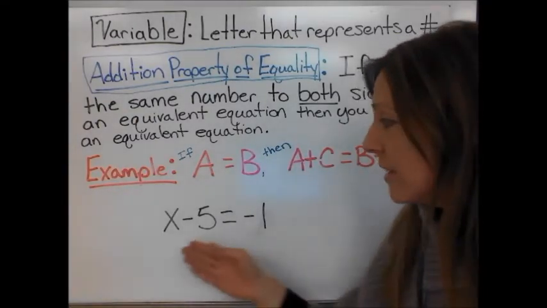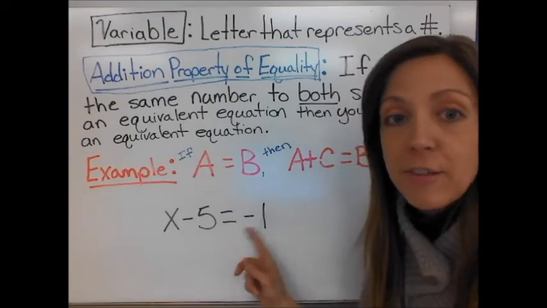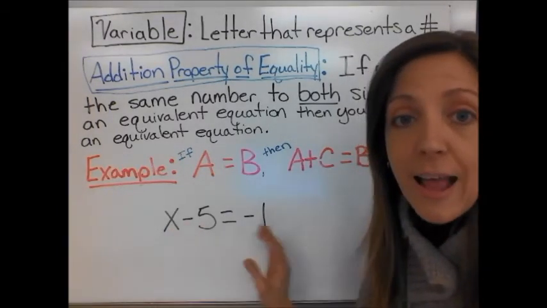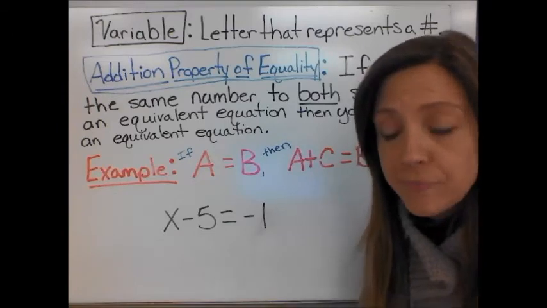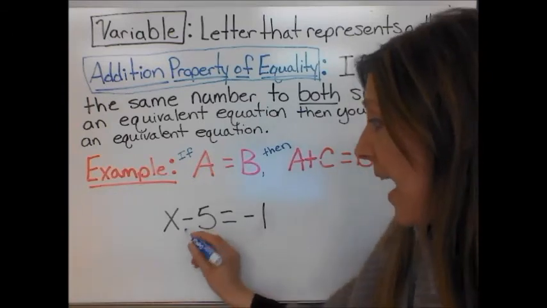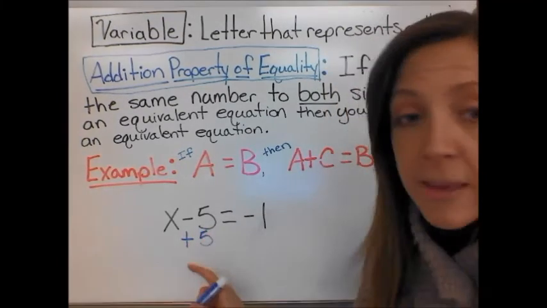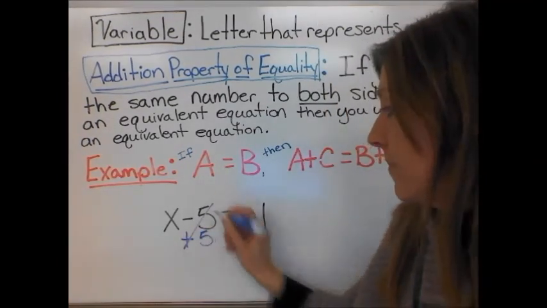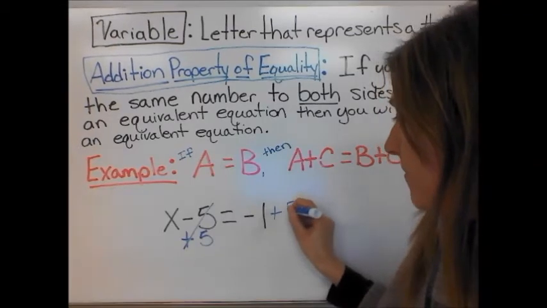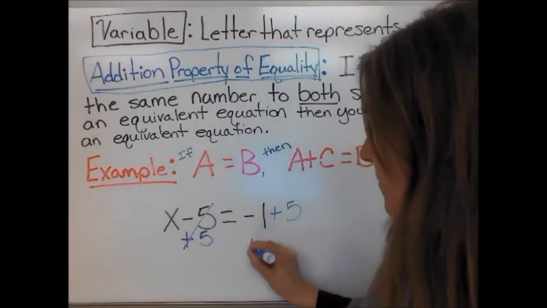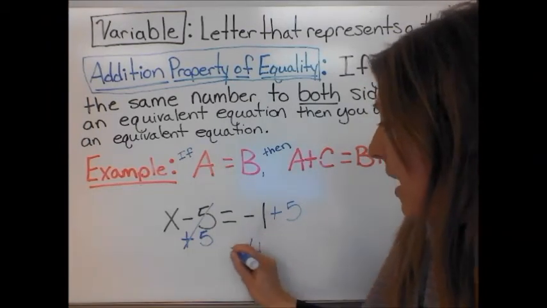Okay, let me show you that down here. If x minus 5 is equal to negative 1, whatever I do to this side, I have to do to that side to keep them equal. So if I add 5 over here to get my variable alone, I'm going to add 5 over here. Well, negative 1 plus 5 is just 4. So on this side of my equation, I have 4, and on this side, I have x.